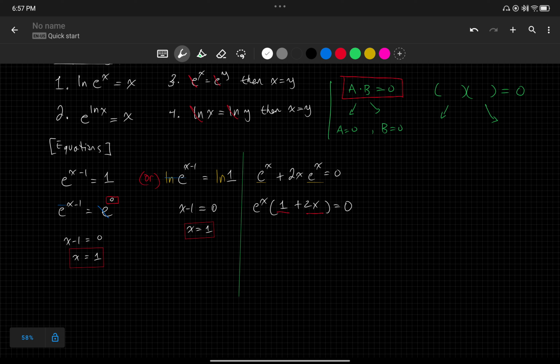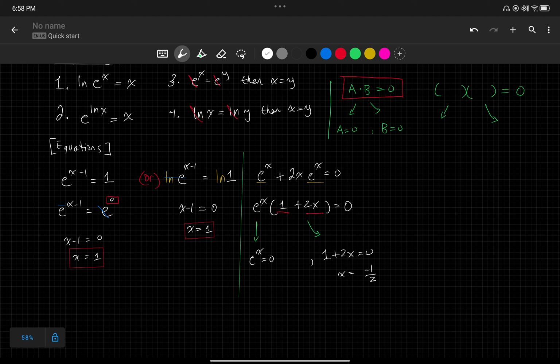So now we can use the zero product property, going back to the idea that this one is going to be separate and this one is going to be separate, and each one is going to be equal to 0. e to the x equals 0, and then the other one, 1 plus 2x equals 0. So let's take care of this one really quick. It's pretty easy. x equals -1 divided by 2. So that's one of your answers already.